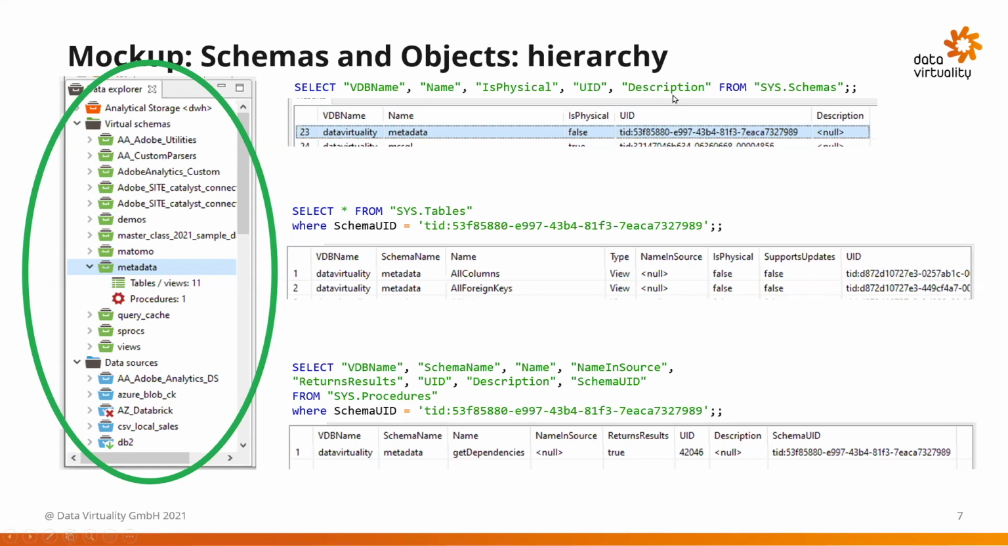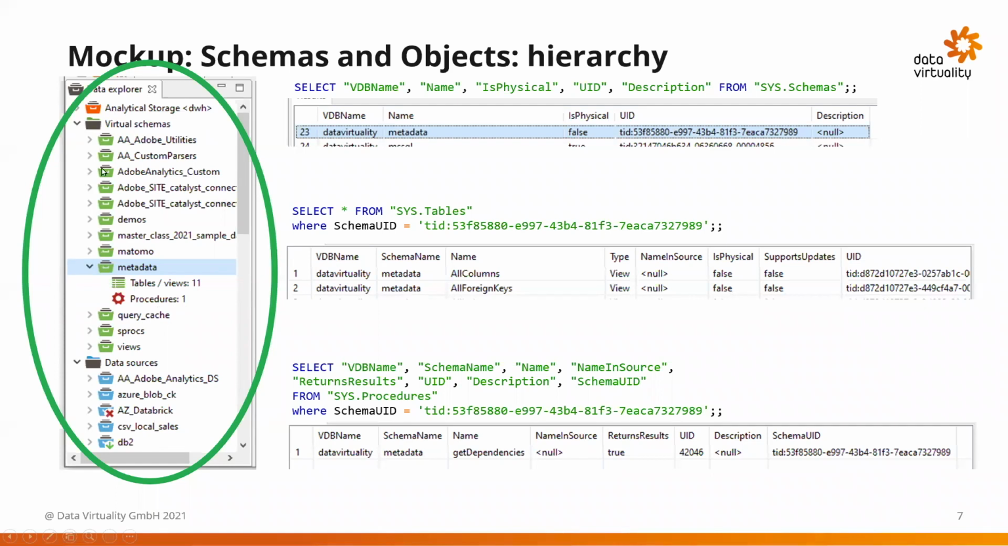So the first thing is to get the virtual schemas. We're going to look at the table schemas in the schema sys. And one of the interesting things here to look at is the column called is physical. If is physical is true, it's going to indicate that this is a data source and not a virtual schema.